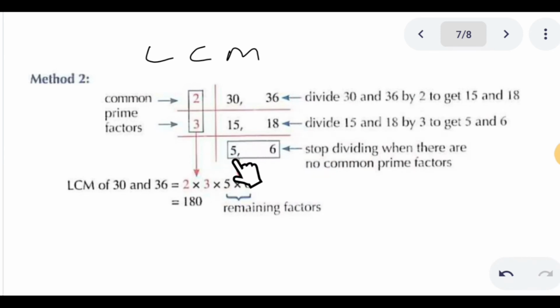But these two numbers are not divisible by any common prime factor, so we stop dividing here and then list the common prime factors of these two numbers, that is 2 and 3. But unlike HCF, we will also write the remaining two numbers. So we will also write 5 and 6, and then we will multiply these numbers to get the LCM of those two numbers.